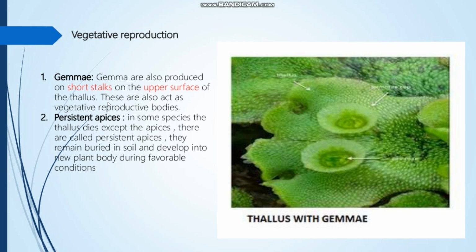Gemmae are also produced on a stalk on the upper surface of the thallus. These also act as vegetative reproductive bodies. Persistent apices: in some species the thallus dies except for the apices. They are called persistent apices. They remain buried in the soil and develop into a new plant body in favorable conditions. This figure shows a thallus with a gemma cup.